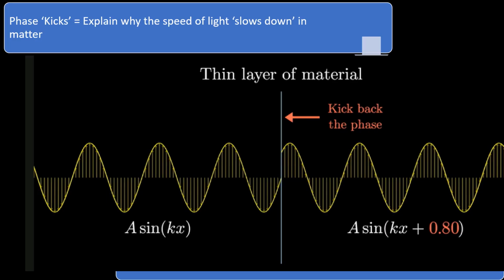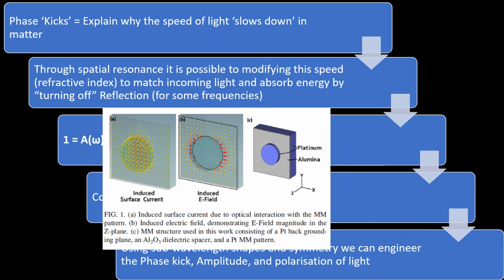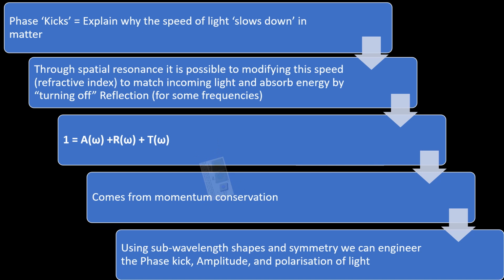And phase kicks explain why the speed of light slows down in matter. Through spatial resonance, it's possible to modify the refractive index to match incoming light and absorb energy by turning off reflection, as I mentioned, as you can see in the picture. It follows this equation, 1 equals A plus R plus T.